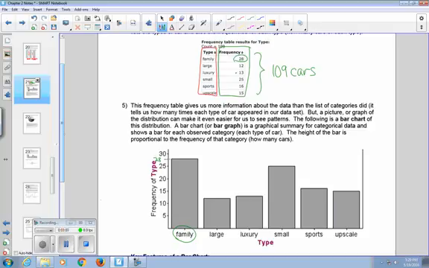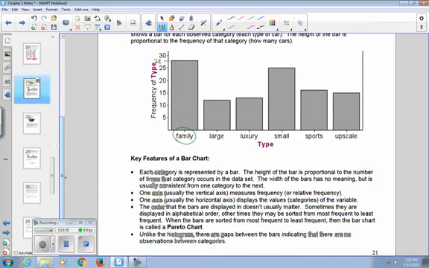All right, so a few notes about these bar charts. Key features. One, each category is represented by a bar. The height of the bar is proportional to the number of times that category occurs in the data set. The width of the bars has no meaning, but is usually consistent from one category to the next. So if we go back up to our bar chart, notice that the category with the most cars, family, has the highest bar. The category with the fewest number of cars has the smallest or shortest bar. Also notice the widths of the bars, that's this measurement here, is the same for all of our categories.